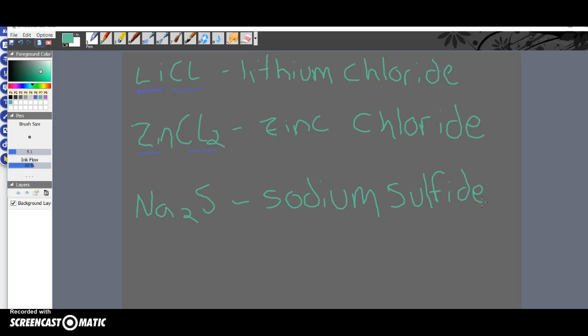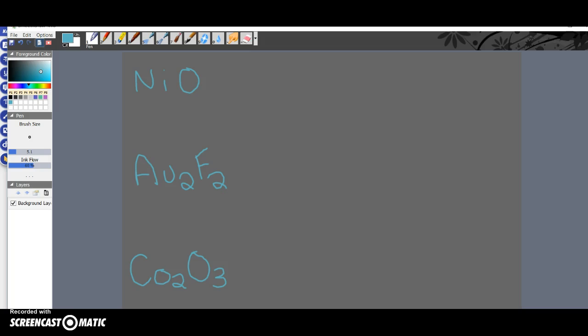You'll get used to where the ending goes as we keep practicing these, so you might have written "sulfuride" or something like that, but it should be sulfide. Okay, moving on to a couple more difficult examples now.